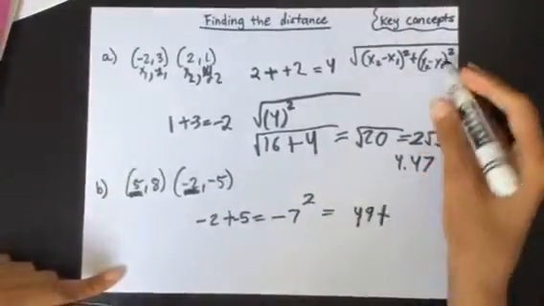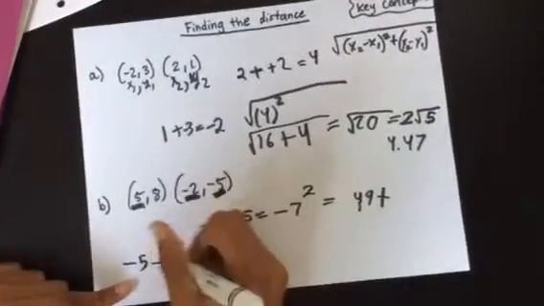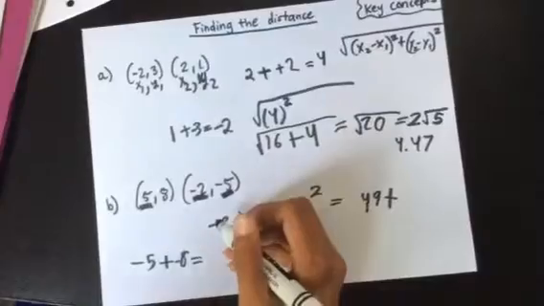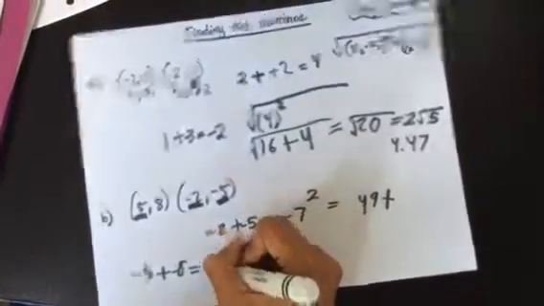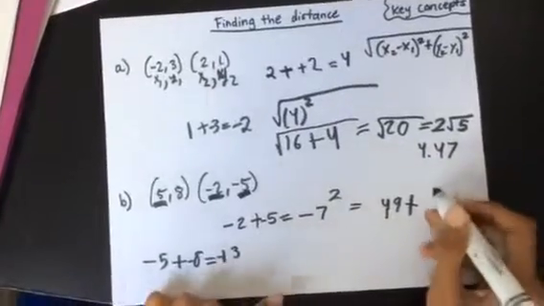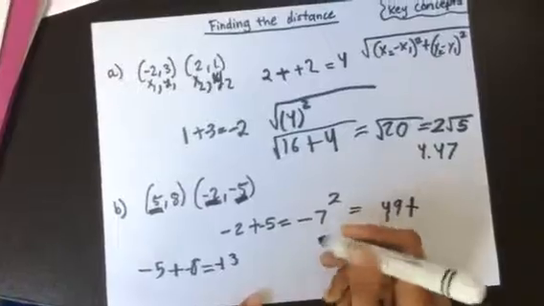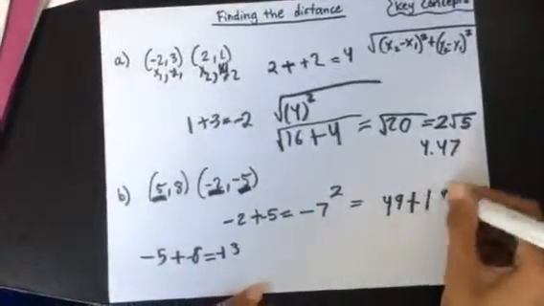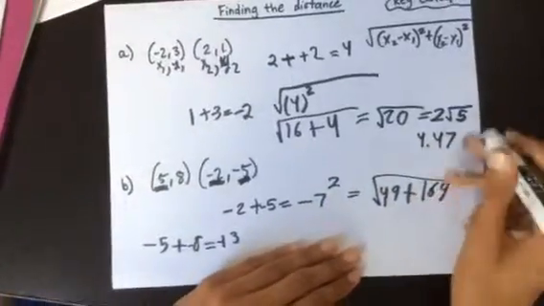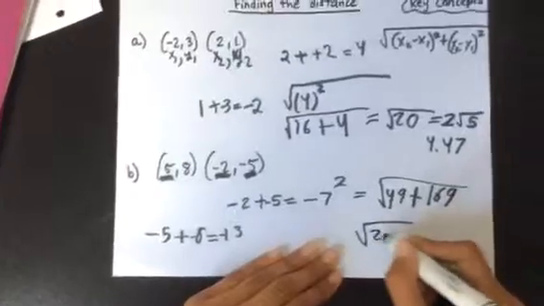Now once you've gotten 49, you're going to add that with y sub 2, negative 5, subtracted by 8. And then what you get is negative 13. And then once you've got negative 13, you're going to square that, which I think is 169. And once you've gotten that, you're going to add that together and square root that. Once you've done that, you would get the square root of 218.